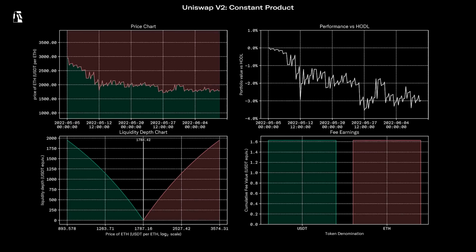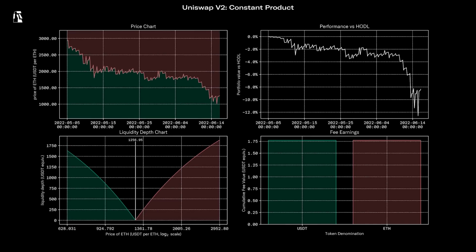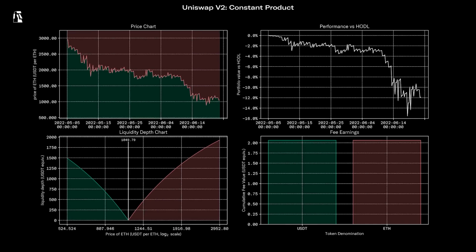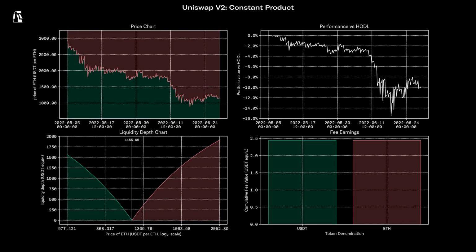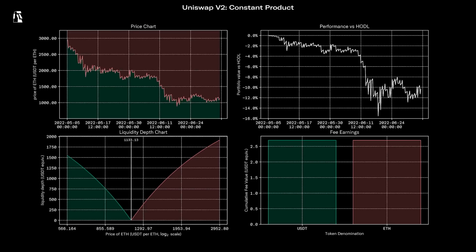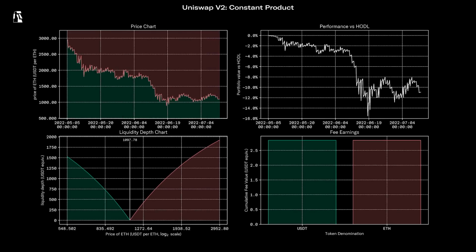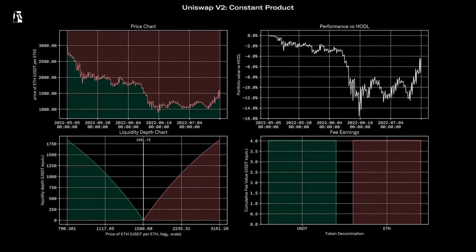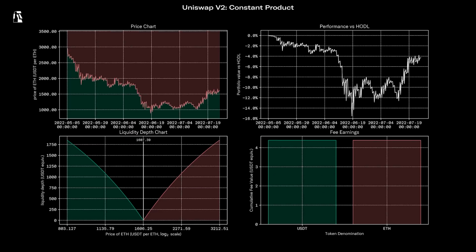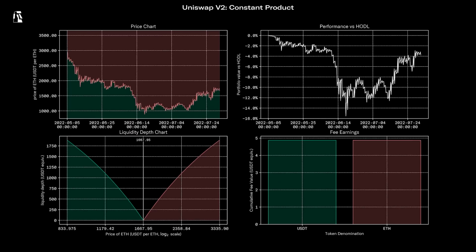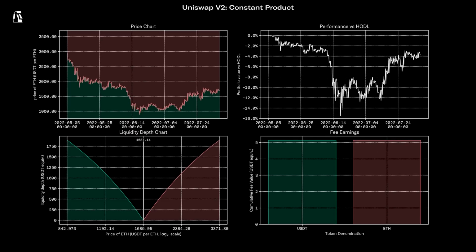In the upper left is the price chart. The area shaded in red represents the amount of ETH that is in the position relative to the amount of ETH that the position started with. So it's 50% red and 50% green at the start, but as soon as the price goes down, there will be more ETH and less USDT, meaning more red and less green.